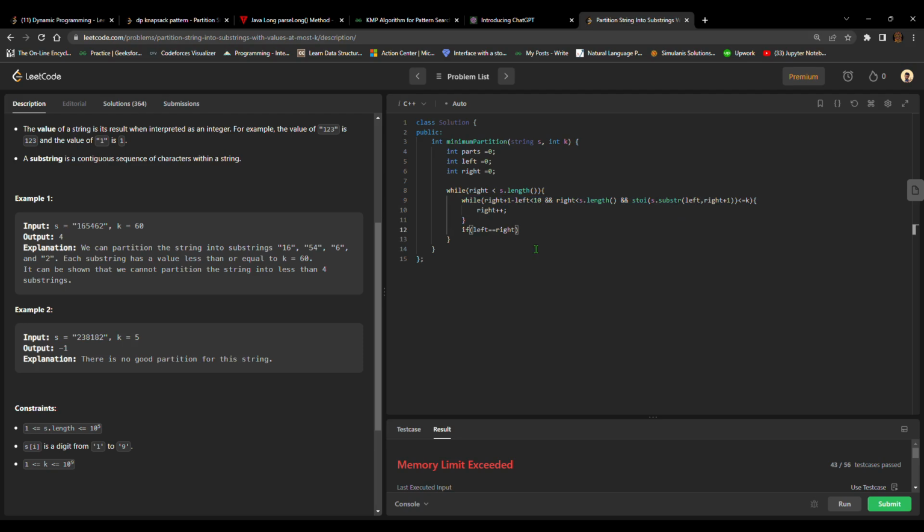Okay, first let me write, then I'll explain. If this is so, then return a -1. Otherwise, say left equals right again for a new substring, and then parts plus plus. At the end of it, we would return parts, and that is it.